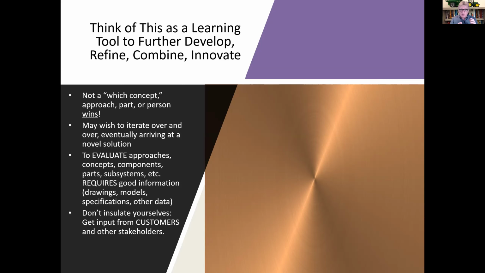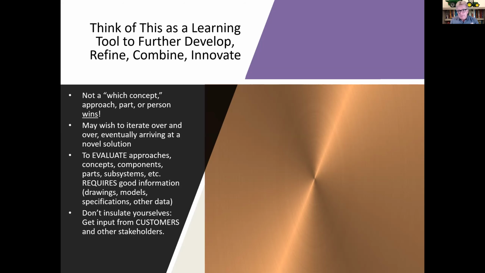You may wish to iterate over and over and over again and actually arrive at a more unique or novel solution. To evaluate these approaches that we're talking about, whether it's concepts, components, parts, subsystems, etc., it does require really good information. You do have to do your homework, and that includes also having your drawings, your models, your specifications, and the different types of data.